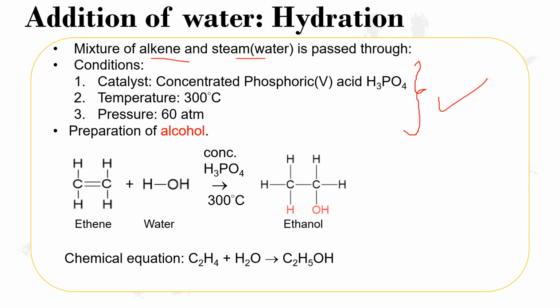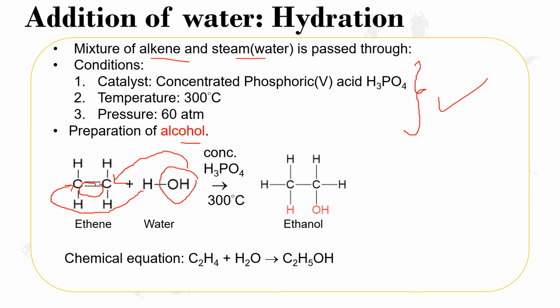Actually, the addition of water is also the preparation of alcohol. So the final product will be alcohol. Look at this example. Okay, the ethene, the double bond will break and one hydrogen atom will connect to this carbon and the rest, the hydroxyl group, will connect to the second carbon atom. So it will form all single bonds. So the final product is alcohol, right?